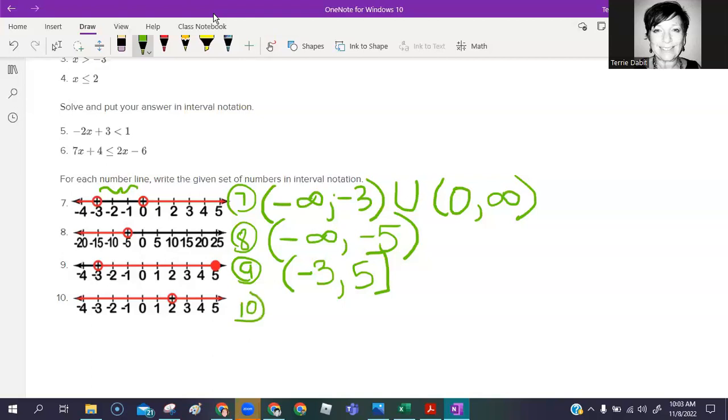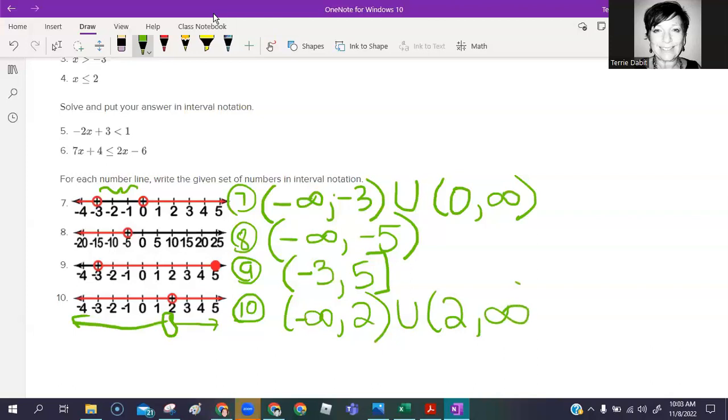And in number 10, you'll notice that at 2, we have some stuff going this way and some stuff going this way. Basically, every single part of that works except for the 2, because you'll notice that there is an open circle at 2. So we will union negative infinity to 2, which doesn't include the 2, and then it jumps over the 2 and goes to positive infinity.